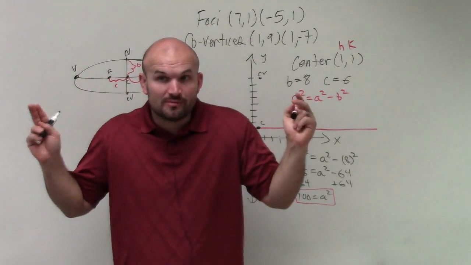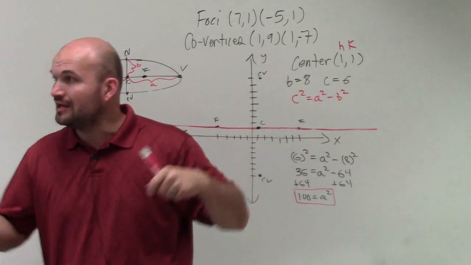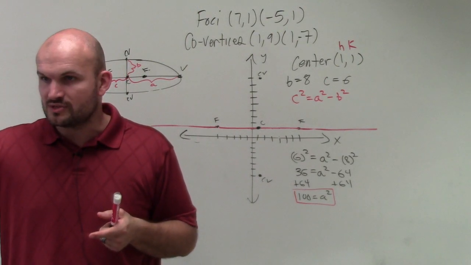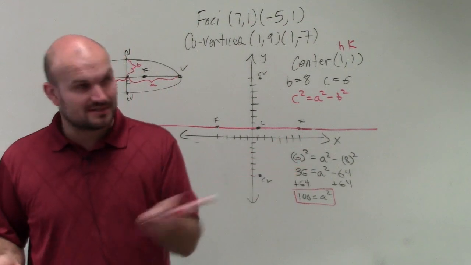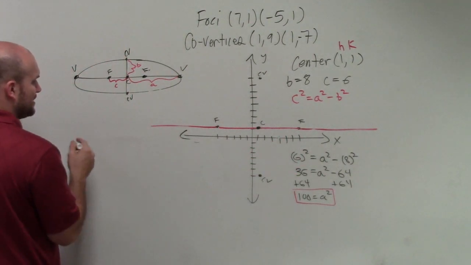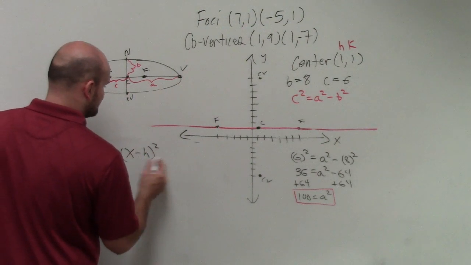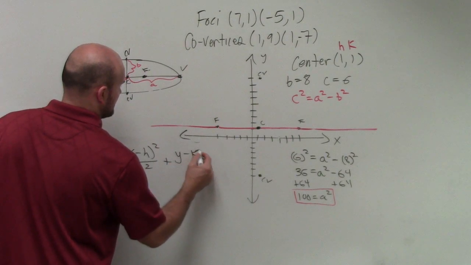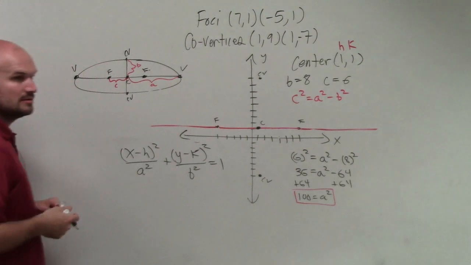Now, I have a horizontal major axis. There's only 2 formulas, where the major axis is horizontal and where the major axis is vertical. Do you guys remember when we looked at those 2 equations? Where was a when the major axis was horizontal? Under the x, right? Because x is left and right. X is horizontal. So here's my equation that I'm going to use. x minus h squared over a squared plus y minus k squared over b squared equals 1.